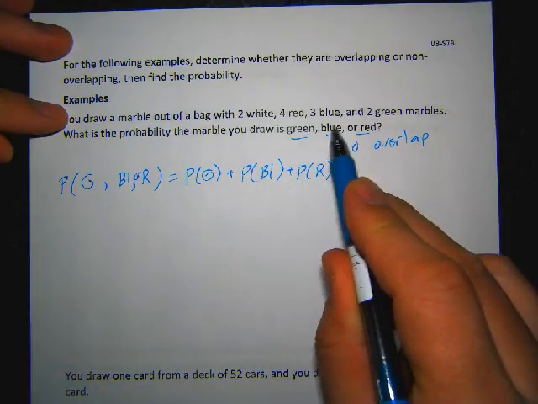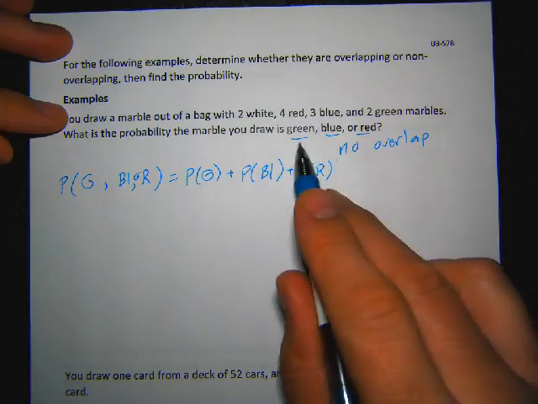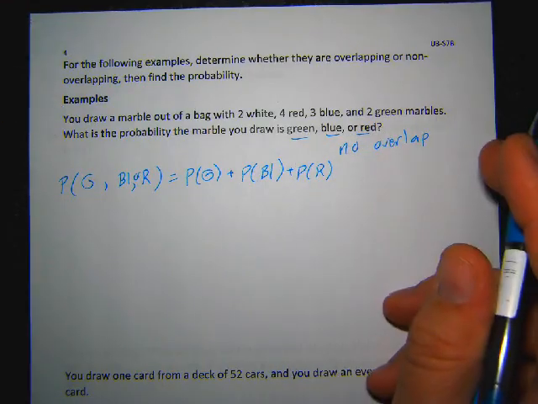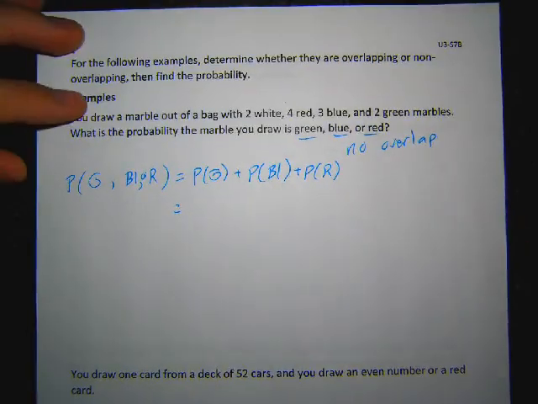There's nothing that is both green and blue, or both blue and red, or both green and red. It has to be one of these 3 colors. They're all solid color marbles. I'm just going to do these each by themselves, add them up, get my answer.